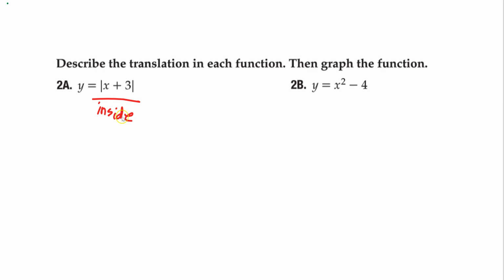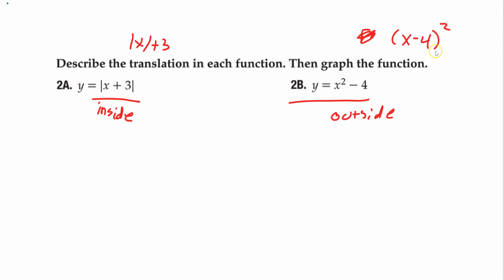Right, that's inside the function. Where if it was like this, that would be outside the function. On this one, that's outside the x squared, so it's outside. An inside version would be something like this. That would be an inside. Notice how it's inside the parentheses. So wherever there are parentheses, if it's inside the parentheses, inside, outside, outside.